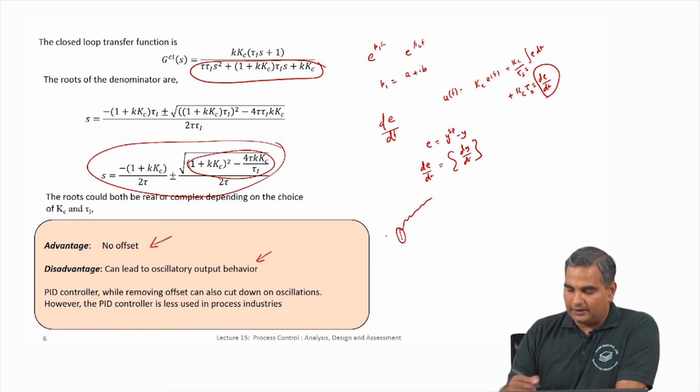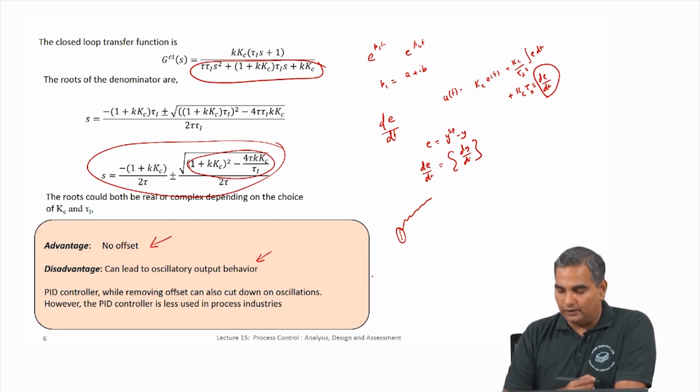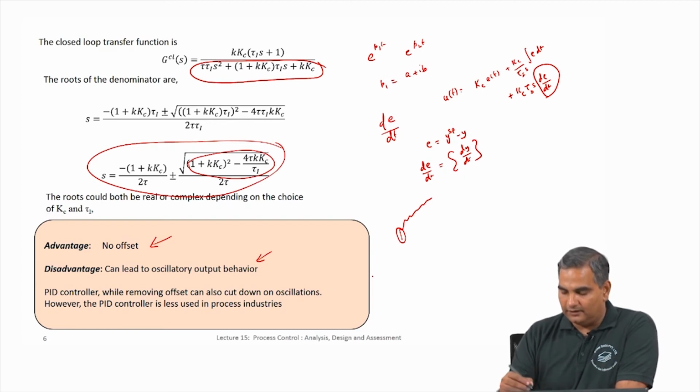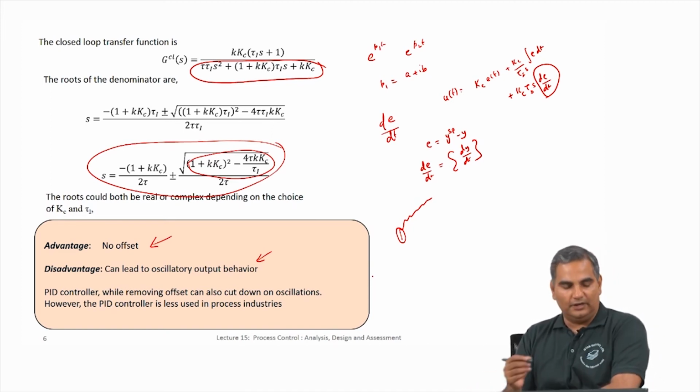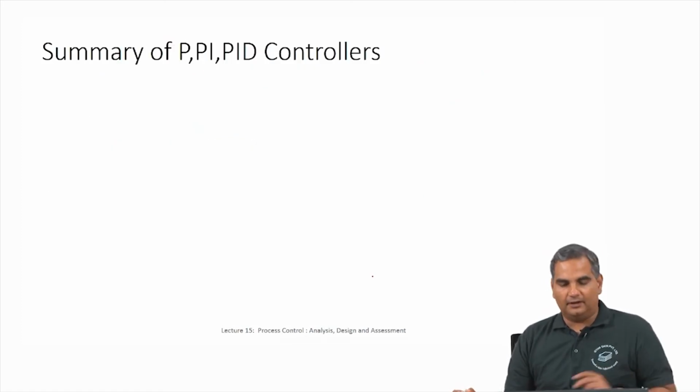You might argue that one could do filtering and remove the noise and still use D action, but if you are filtering, then basically you are anyway slowing down the rate at which E changes. Whenever you are filtering, you are smoothing the curve, so you are losing some aspects of the speed. So unless there is a very specific process where you need a PID controller, typically industrial processes are either P or PI controllers.